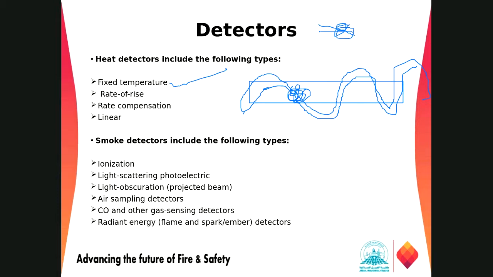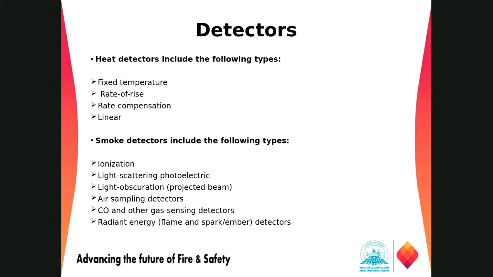Now, for the ionization type and the photoelectric type, right? Normally the ionization type works based on some of the materials inside the detector, while the photoelectric has a chamber with one sender and one receiver. They are always interacting with each other if there is no obstruction. So if there is a fire, the smoke will come into this area and the receiver will no longer get the signal, so it will activate the alarm.